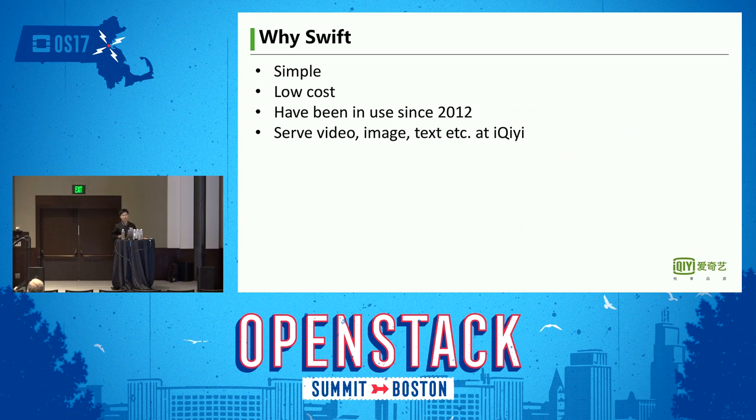From the previous introduction, it's easy to understand that we need efficient storage infrastructure with low cost. So why is Swift our choice? First, it's simple. That means it's easier to operate and maintain. And since it runs on common servers, we don't need to purchase expensive devices. We don't even need a RAID card. Actually, we started to use Swift in 2012 for some small workloads. But now it's becoming more and more important in our corporation.